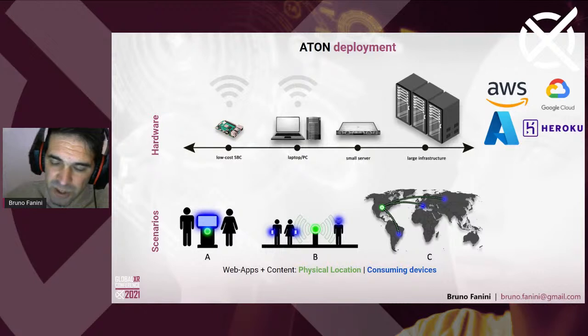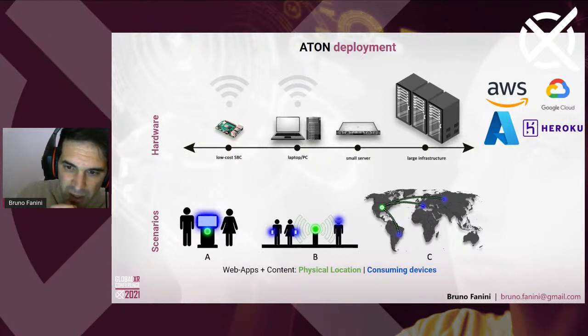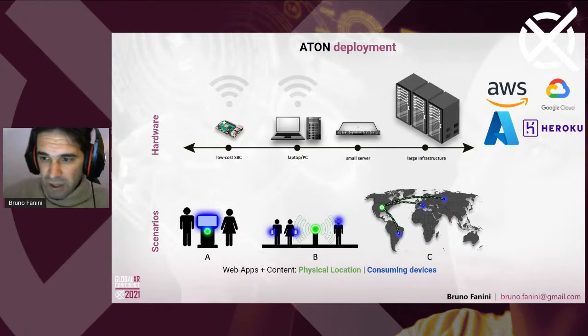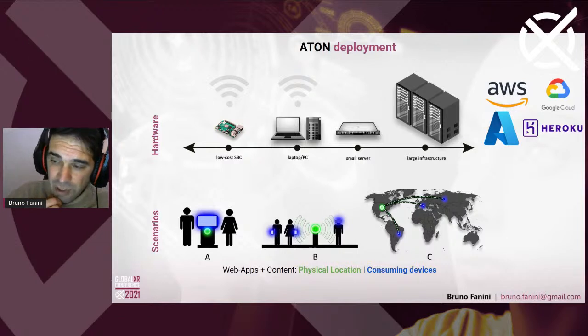So speaking of deployments, where we can actually deploy our instance of ATON, as you can see from the scheme, it's actually pretty flexible, both in terms of hardware and also scenarios. In terms of hardware, the deployment ranges from very low-cost devices like single board computers like Raspberry Pis, up to laptop, workstation, PC, then small server to a laboratory, up to a large infrastructure. Or even go beyond and use cloud computing services like Amazon, Google, Microsoft Azure, Heroku, and much more. Pretty much everything that supports Node.js. So pretty flexible in these terms.